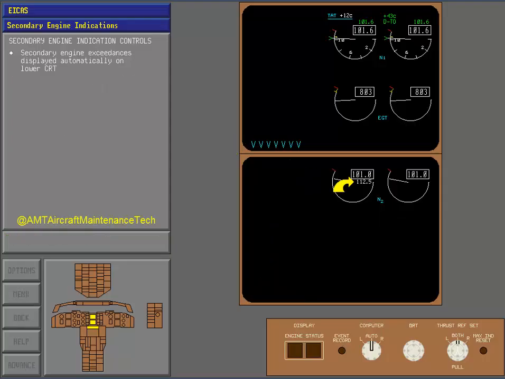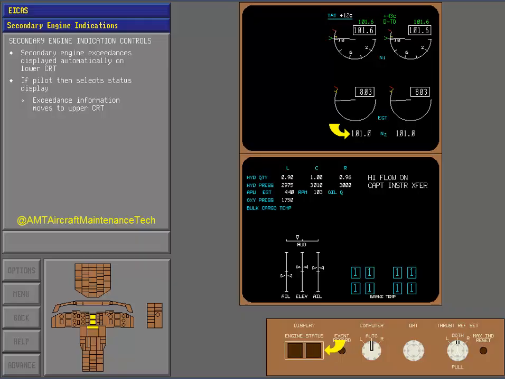No matter what information the pilot has selected for viewing on the lower CRT, if secondary engine exceedances exist, that is, if either engine's N2 RPM reaches the red line limit, or if oil pressure or oil temperature reaches the cautionary range or the red line limit, this information is displayed automatically, overwriting whatever else is shown on the screen.